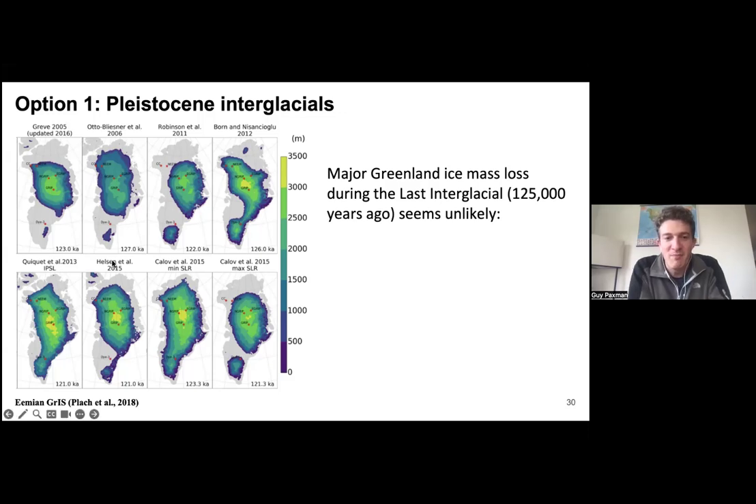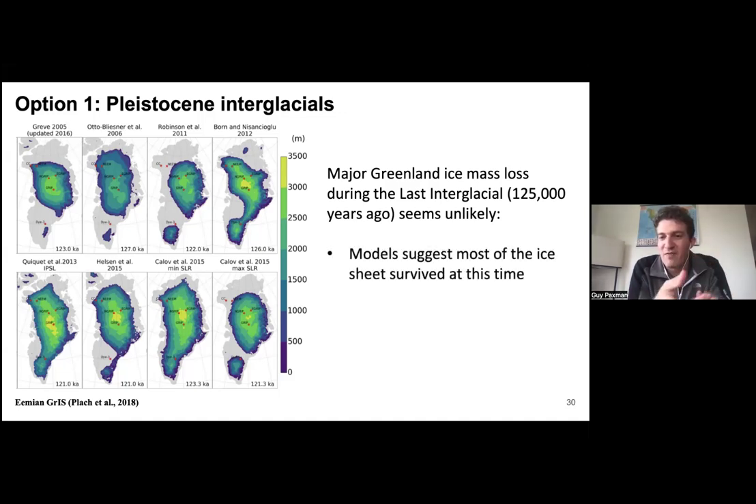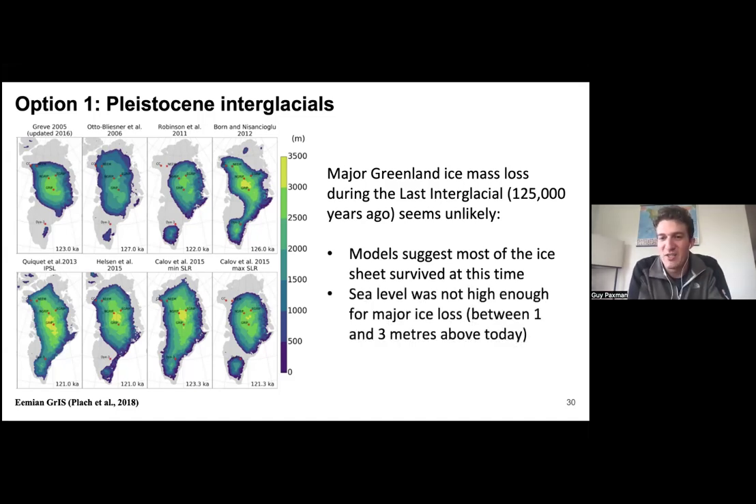If we look at various model outputs for the Eemian Greenland ice sheet, you can see that although potentially there could have been some quite significant mass loss in places, models consistently produce ice sheets which are still quite a bit larger than we would need to have formed these paleoglacial valleys in the east and the south. And the models suggest that most of the ice sheet did survive. There's still a core of quite a large ice sheet present at this time.